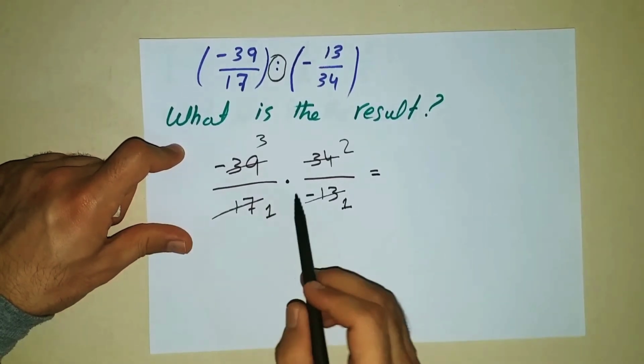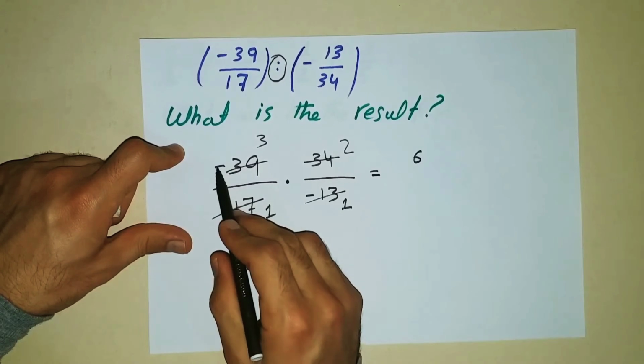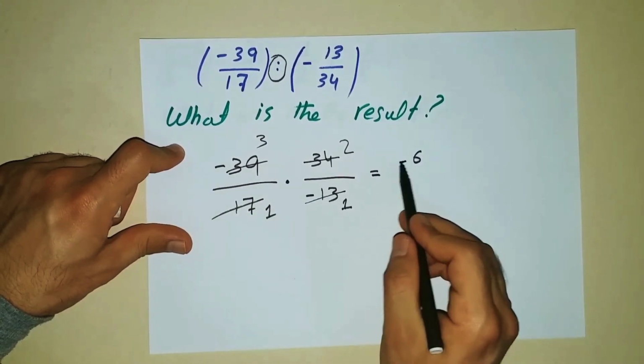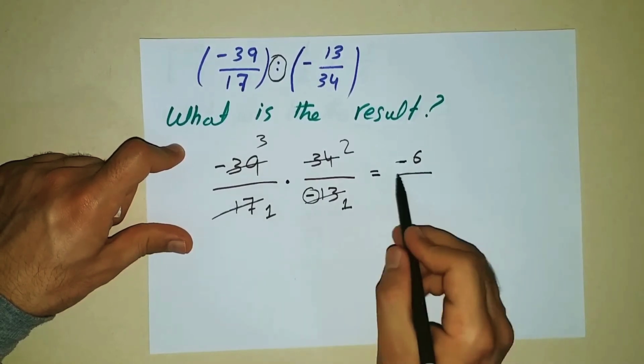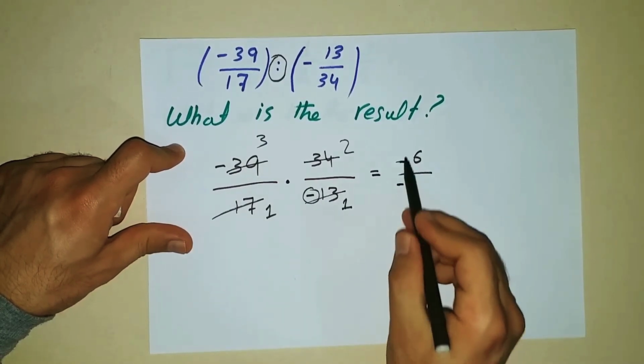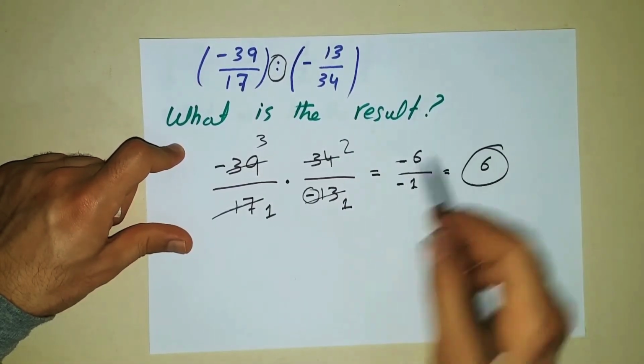So now you can multiply them. 3 2s are 6, but there is a minus, don't forget this minus, so minus 6. And 1 multiplied by minus 1 also gives a minus, so minus 1. Minus times minus will give me plus. So the answer of this question is 6.